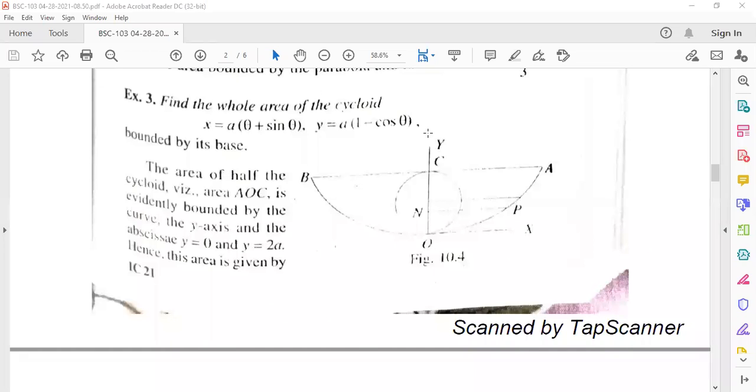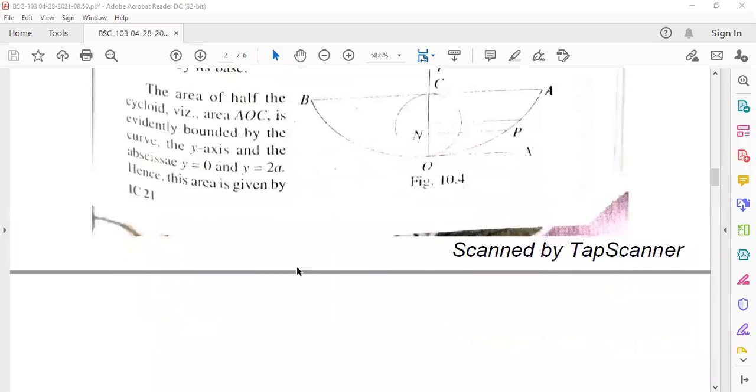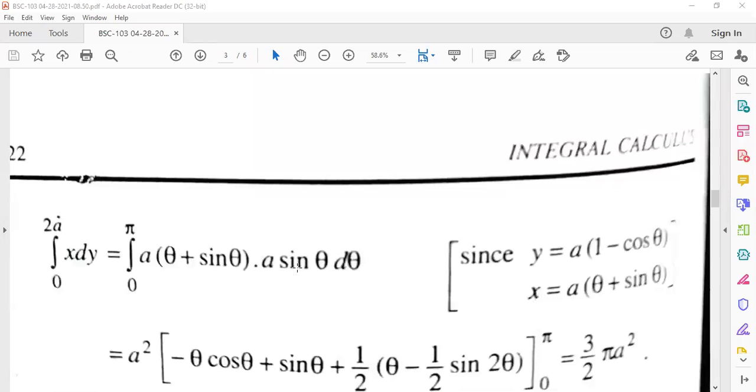the y-axis. This is the y-axis, this is the x-axis, and this is the cycloid part. The y-axis and the x-axis, that is y equal to 0, and y equal to 2a. This one is 2a, so this is y equal to 2a. Hence, this area is given by integral 0 to 2a of x dy.